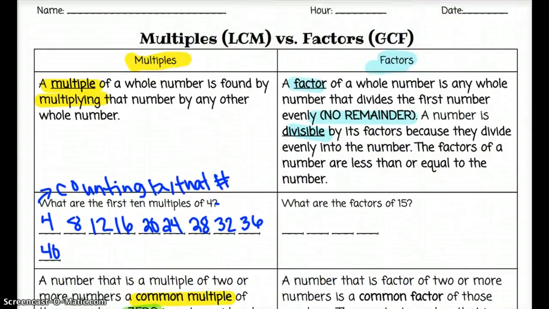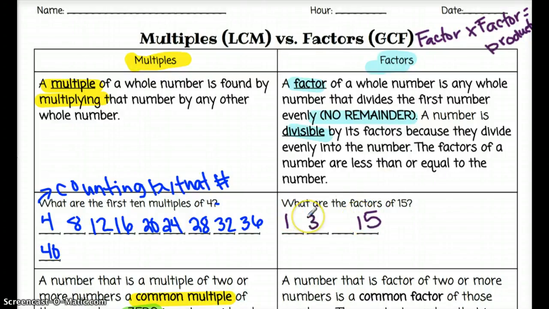So in a factor, it will go factor times factor equals product. They are the numbers that are multiplied by each other to get the product. So here we're saying, what are the factors of 15? We're going to think 1 times 15 will get me 15. 3 times 5 will get me 15, and there aren't any other ones.